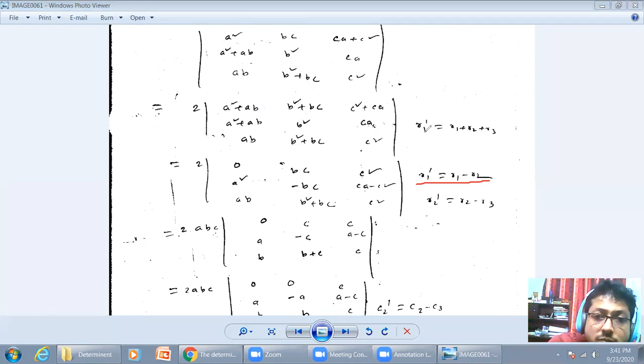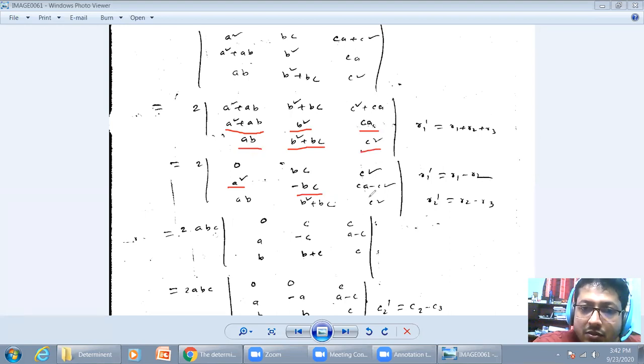After applying this rule, R1 minus R2 gives 0. b² plus bc minus b², that means only bc. c² plus ca minus ca, that means only c². And R2 minus R3: that means only a². And b² minus b² minus bc, removing b², we stay with minus bc, and ca minus c².